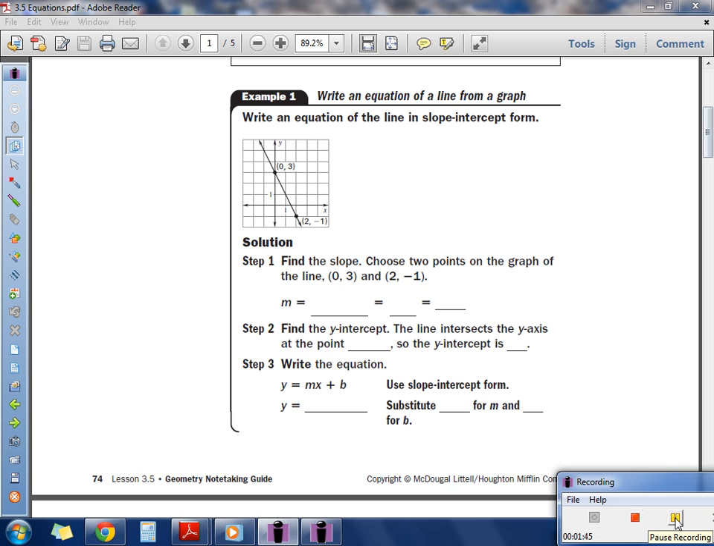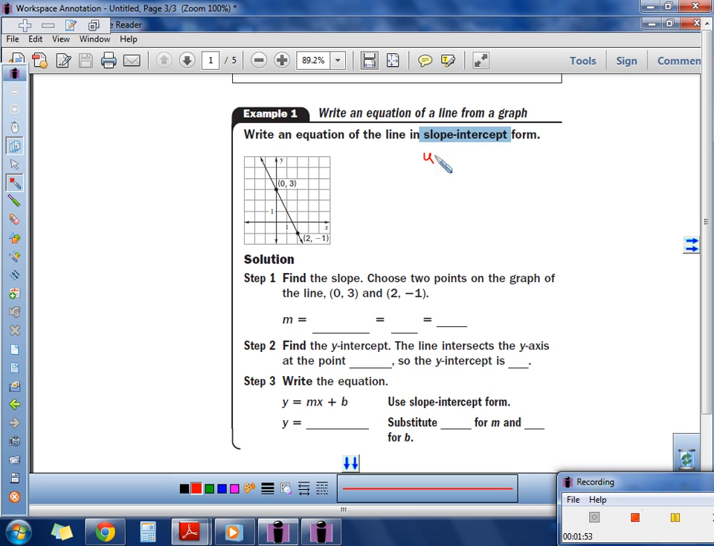On example 1, it says write the equation of the line in slope-intercept form. First off, I want you to get into the habit. Slope-intercept form, what does that look like? Y equals mx plus b. Write it down. Get this in your brain. You got to remember, what does that equation look like? Y equals mx plus b.